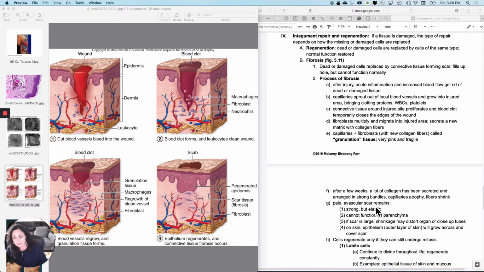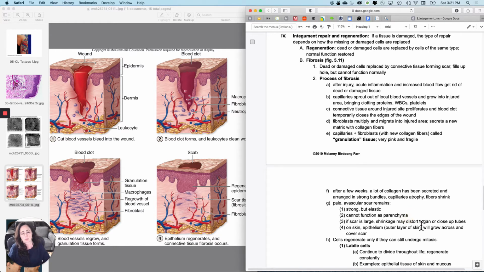After a few weeks, depending on where you are, you have made enough collagen that it's actually relatively strong, and then the capillaries can degenerate, and you'll be left behind with a relatively pale, not very vascular scar, because there are not so many capillaries. It's strong. It doesn't have as much elasticity as most tissues, but it does tend to have a little bit. It's mostly collagen fibers. It can't function as parenchyma. Parenchyma is just a word that means the functional cell that was there.